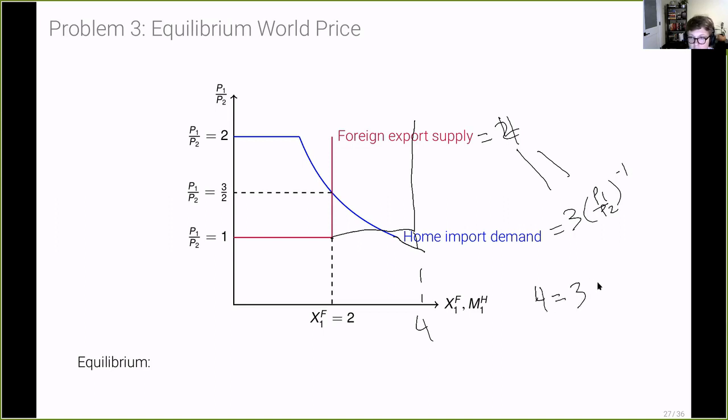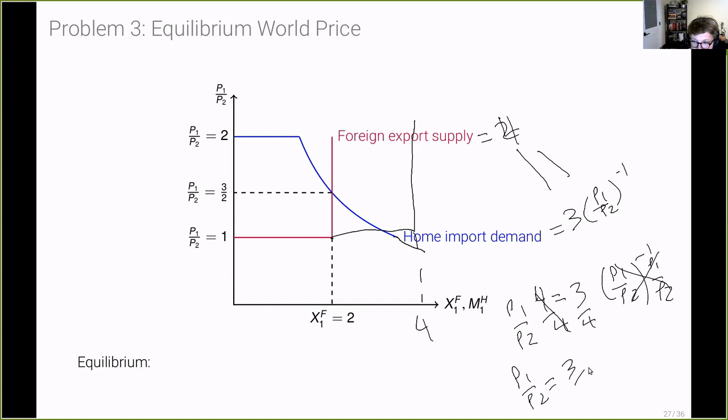So suppose that we have 4, and maybe I haven't set a good example here. No, this will work. So 4 is equal to 3 P1 over P2. Let's solve for what that must imply about P1 over P2. I'm going to divide both sides by 4, and then multiply both sides by P1 over P2. So these cancel, and what I'm left with is that P1 over P2 must be equal to 3/4.